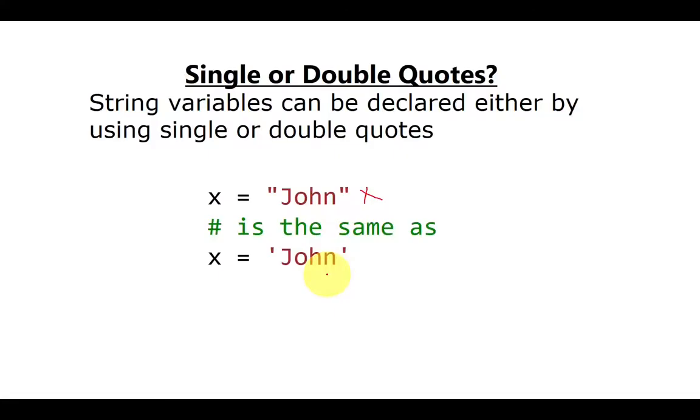Single or double quotes. String variables can be declared either by using single or double quotes. So right here we have double quotes, and underneath here we have single quotes. We can use either one, but we can't use a double quote right here and a single quote at the back here. No, it has to be the same thing. Your opening and your closing has to be the same, double quote or single quote. You can't mix it.